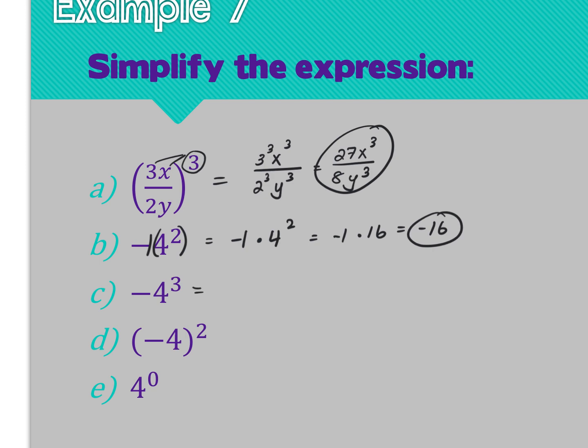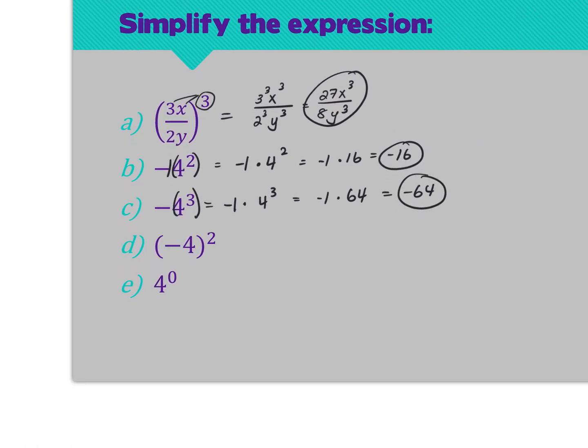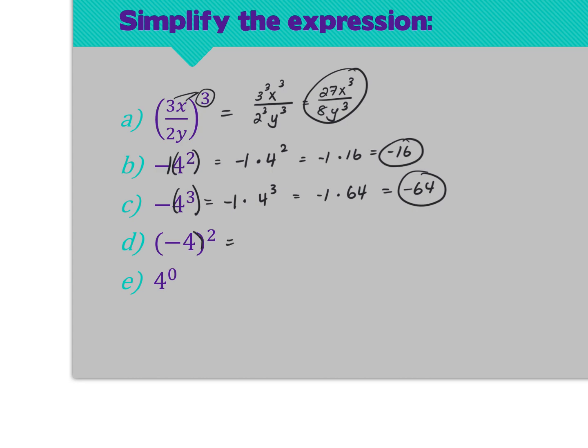This one here in C, again, the only thing being cubed is the 4. So it's like negative 1 times 4 to the 3rd power. So negative 1 times 64, which is negative 64. And that's my answer there. When I get to D, notice the negative and the 4 are grouped together, and both of them are raised to the 2nd power. That means it's negative 4 times itself 2 times. And so that's going to be positive 16. And 4 to the 0 power, well, remember that anything to the 0 power is 1.